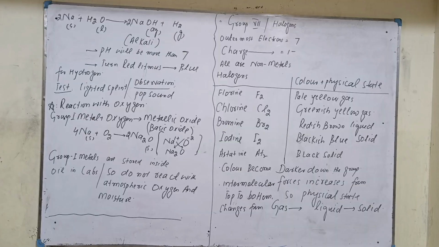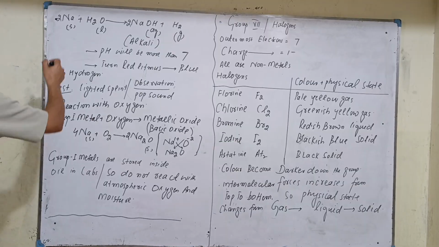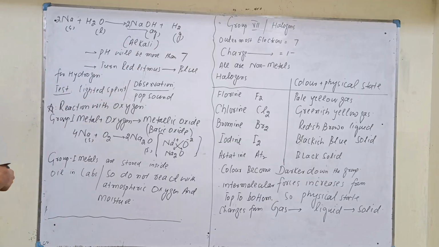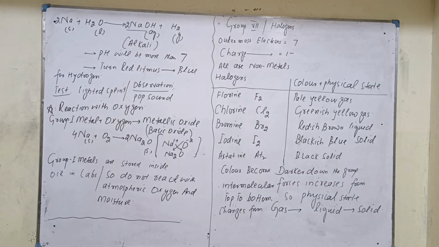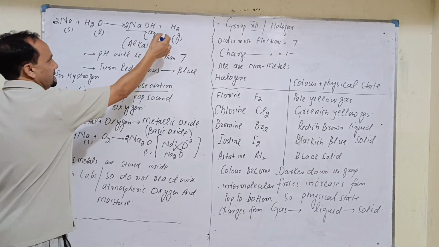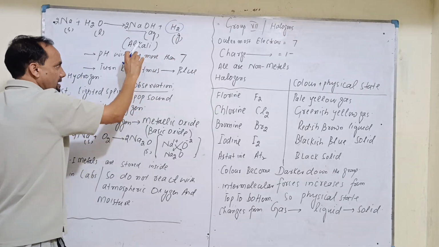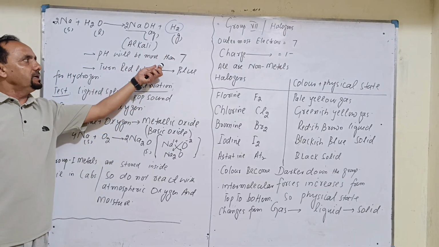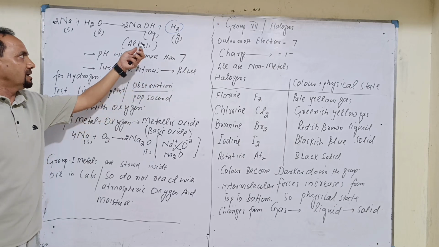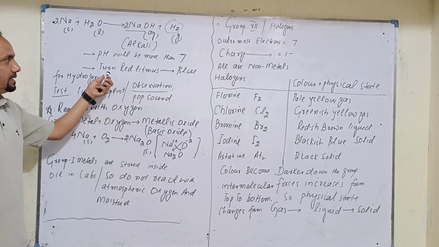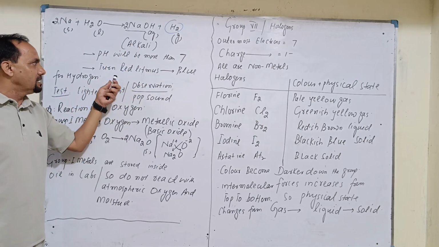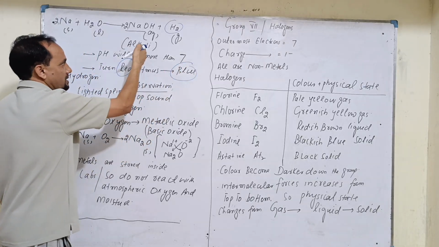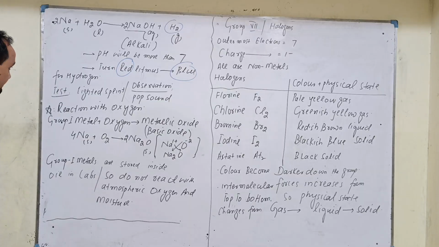Now look at some examples of the reactions of group 1 metals. Sodium reacts with water, what is formed? Sodium hydroxide, and you know that an alkali plus hydrogen gas is formed. Now this is an alkali. So if you check the pH value of the solution, it will be more than 7 because this is an alkali. And if you use litmus paper, it will turn from red to blue because the solution is alkaline.